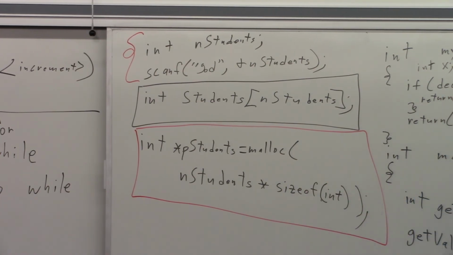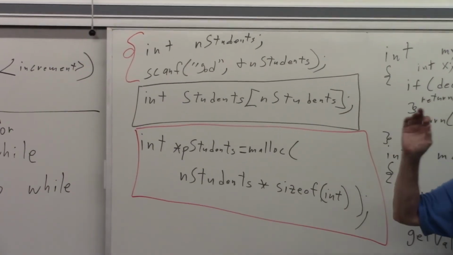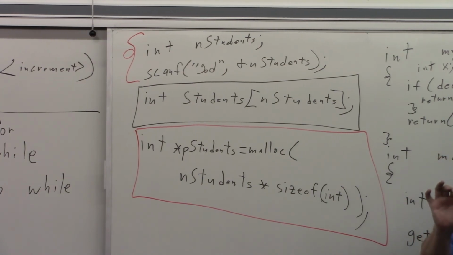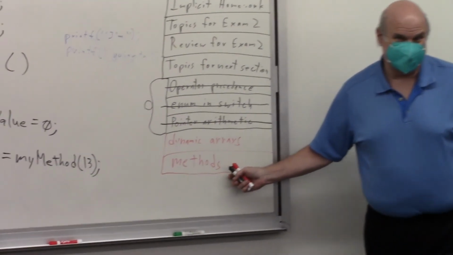But they're both declaring a dynamic array. By dynamic arrays, we mean the size of the array is dynamic. By the way, dynamic arrays and methods will not be on exam 2, but pointers and pointer arithmetic will be.